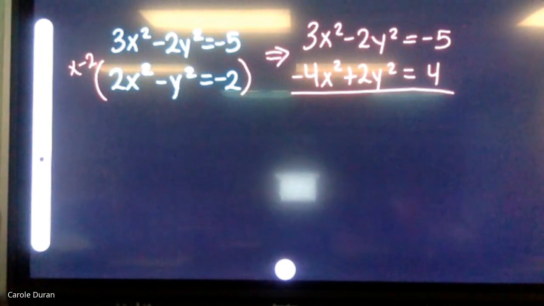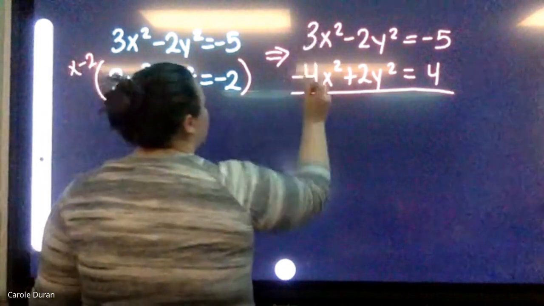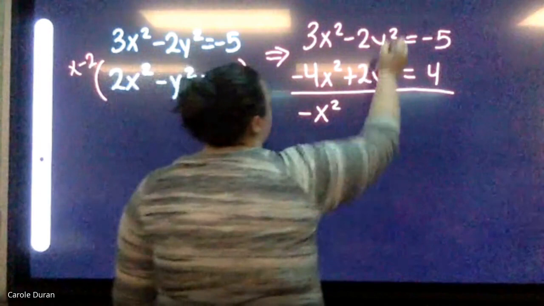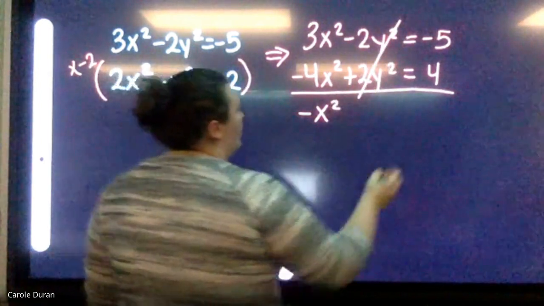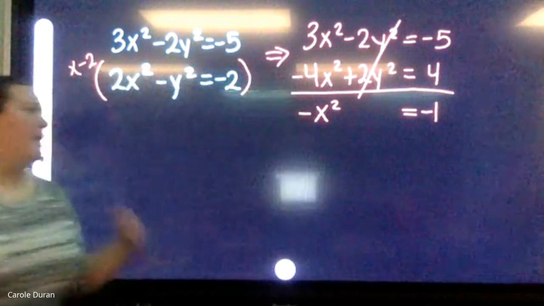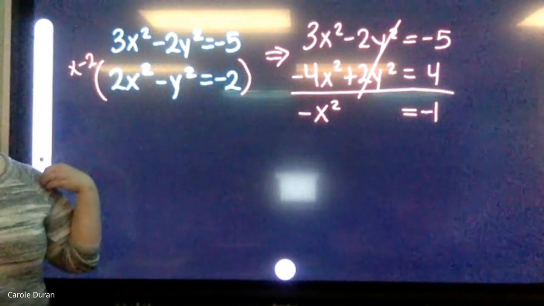From here, I add straight down. 3 minus 4 is a -1x squared. -2 and a +2 cancels out. And then -5 plus 4 is a -1. So I have -x squared equals -1.